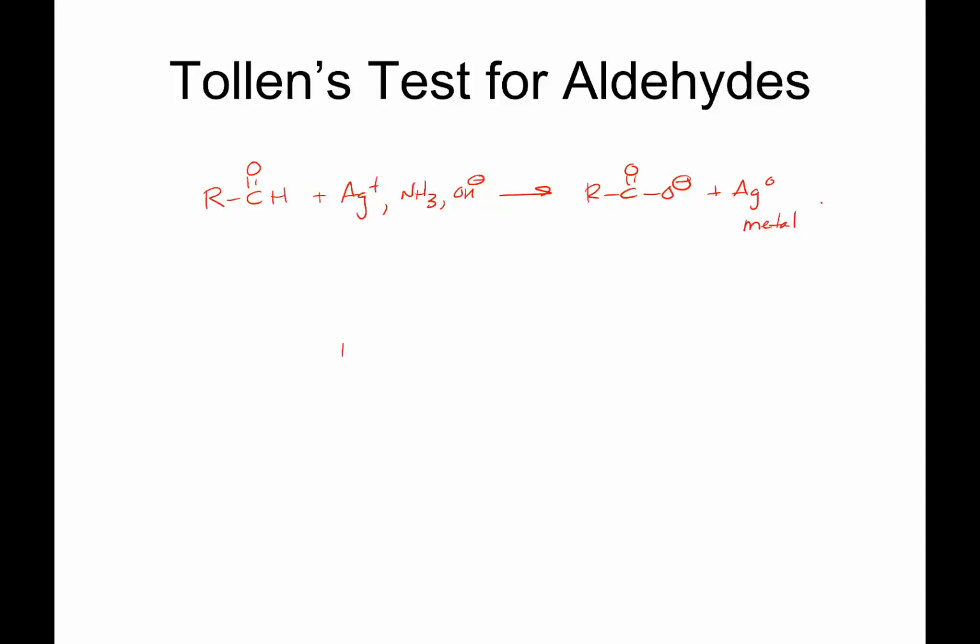So you can make a big Christmas ornament, except you only have one color, silver, because it's silver metal. And this is the technique that used to be used to make mirrors. If you took this reagent and put it over glass, you would silver the glass and make a mirror.